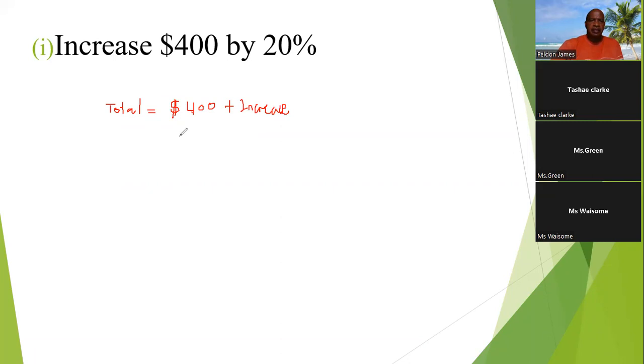Pardon the writing, guys. So your total should be the money plus the increase. Now the increase is 20%, so you should have your $400 plus the increase, which is 20%. And in this case, we could just go ahead and write 20% as 20 over 100 of the $400.